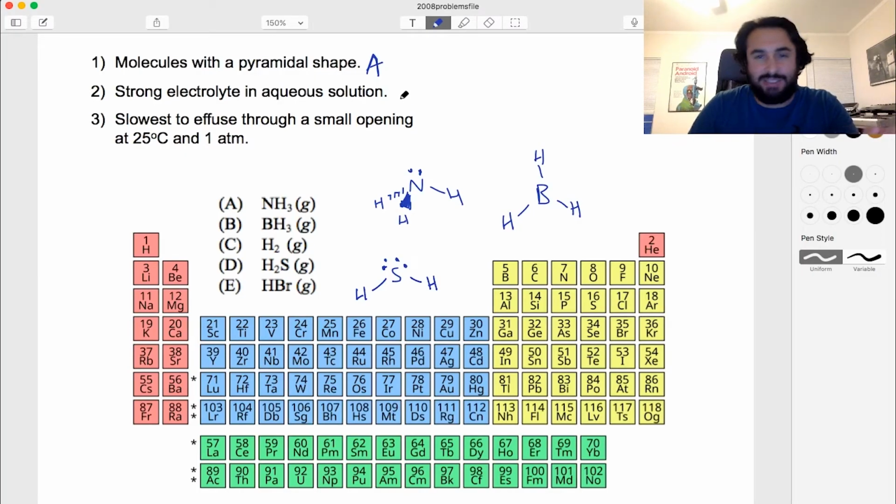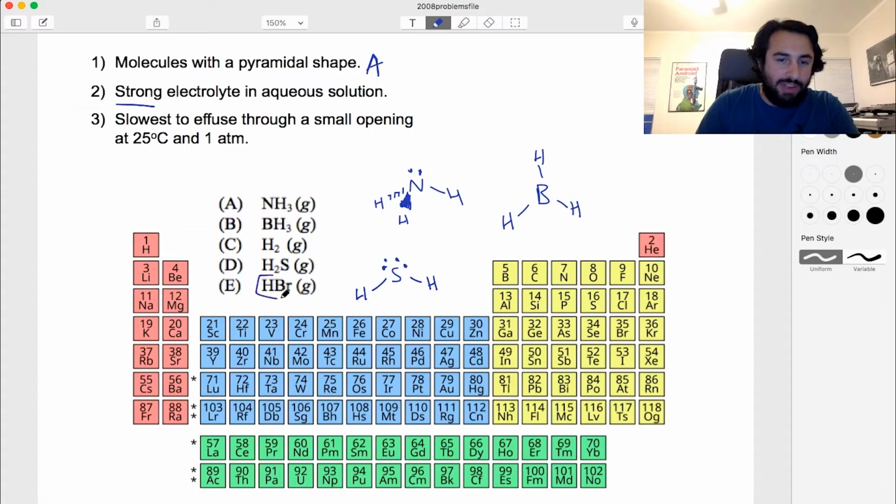And so we know that Bronsted-Lowry acids and bases can do this. However, this says strong electrolyte, so we need a strong acid or base, right? We need something that is going to ionize to completion. So do we have any strong acids here? So ammonia is a very weak base. This is not particularly acidic or basic. This is amphoteric like water, but not tremendously acidic or basic either.